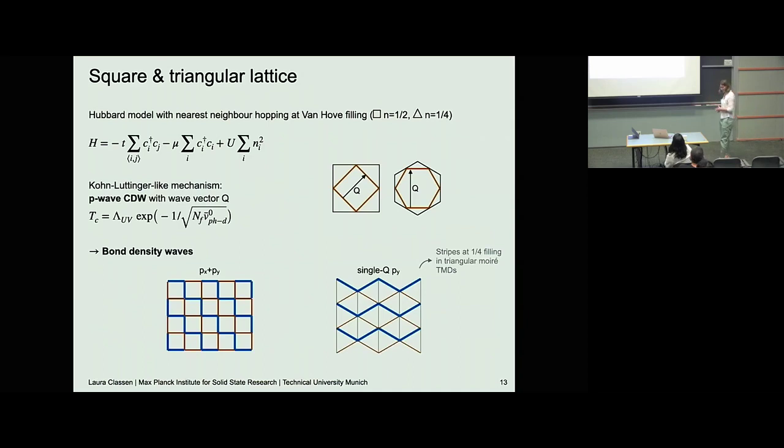Going to the triangular lattice, the form factor itself is P, and it's unique. However, there you have 3 inequivalent nesting vectors, endpoints. So again, the ground state will be determined by the linear combination. And just to give you another example, if you take a single Q order, you get such a stripe bond density wave. So this could be one explanation for the stripes you see at 1/4 filling in triangular Moiré TMDs.